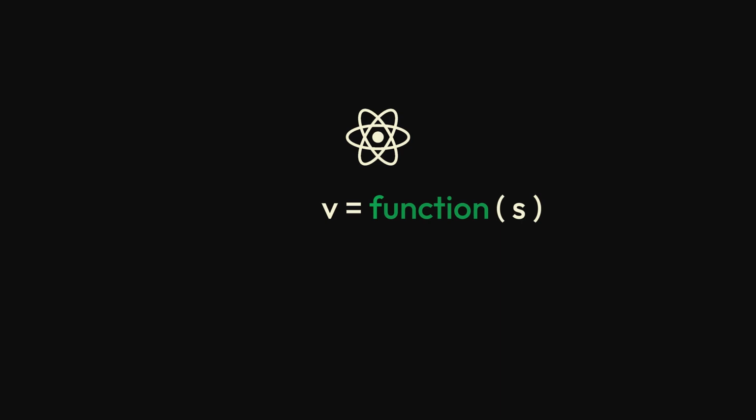But there's still one piece of the formula we haven't talked about: state, and specifically, the ability for individual components to own and manage their own state. This is what makes React so powerful, and it's what allows you to build complex user interfaces out of simple, isolated components. So what does adding state to a component look like?